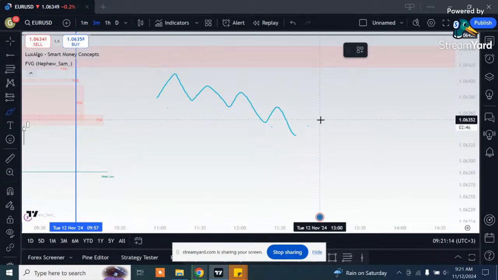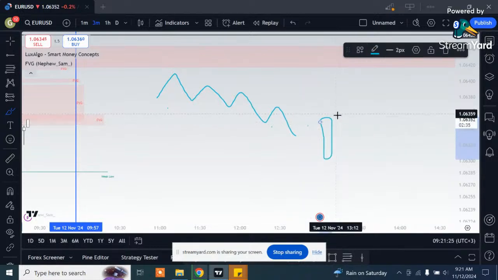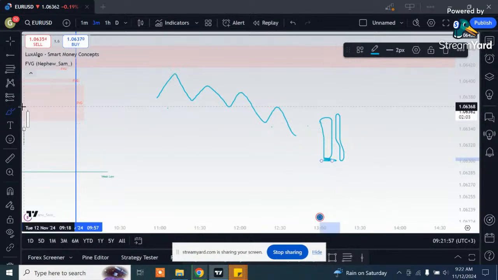Here what I'd like to see is some kind of manipulation: price comes and takes out liquidity from this hour, and then once it has taken out the liquidity, what I'd like to see is an inversion. So basically, this is how I trade this strategy, and it is a very profitable strategy.